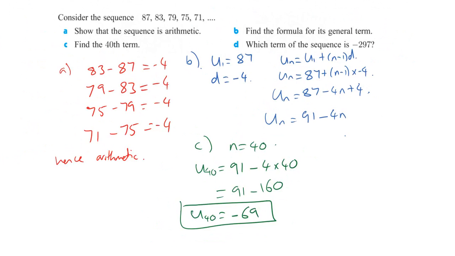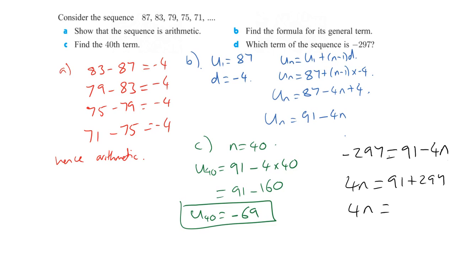Okay, finally, let's do part D. Well, part D says which term of the sequence is negative 297? Well, that means we'll take that minus 297 and we'll set it equal to our formula we found, and we'll see what value of n is going to come out, and that will be the term number we're looking for. Okay, so first thing to do, well, maybe we could move the 4n to the left, and we can add the 297 to the right. So 4n is 91 plus 297.